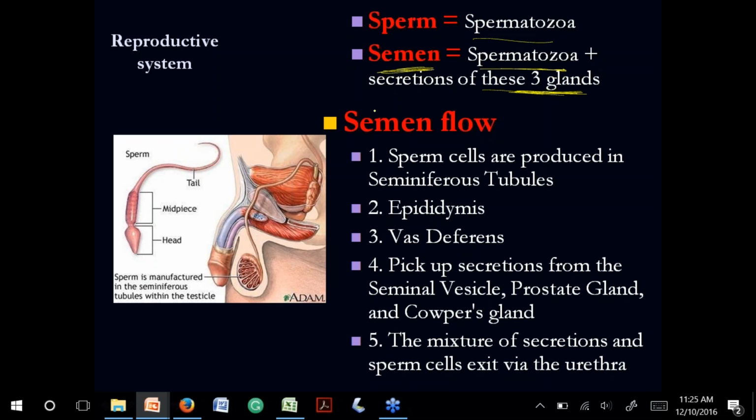So semen is going to be the sperm plus seminal vesicle fluid plus prostatic fluid plus the Cowper's gland fluid. Cowper's gland fluid is a very clear fluid that is going to help with lubrication. Okay, so those are the three things. All right, so let's keep going.